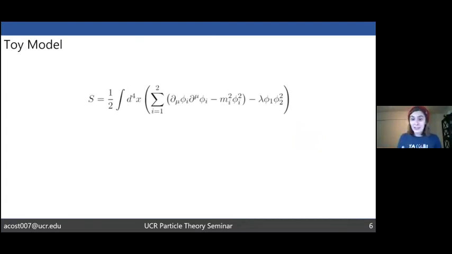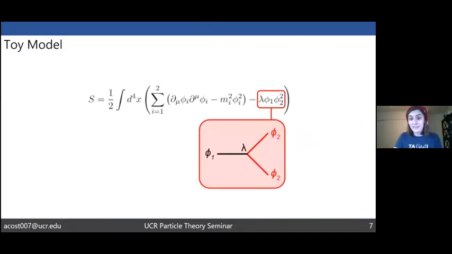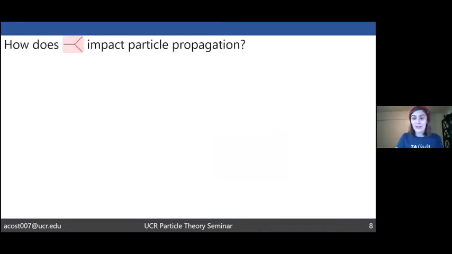So I'll start by introducing a really basic toy model, which is let's say that we have two scalars and they interact via a three-point interaction as such. So phi1, with this interaction, can decay into two phi2 particles if the phi1 has at least twice the mass of phi2. And this interaction will induce quantum corrections into the two-point function that should be taken into account.